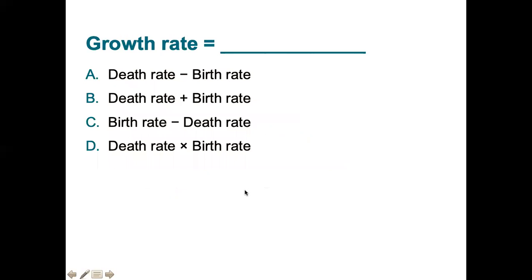So another thing we have to look at is the growth rate. Okay, so the growth rate is little r for rate, and it's a function of the birth rate and the death rate. It's the birth rate minus the death rate, right? So if more people are being born than are dying, your growth rate is increasing, or your growth rate is positive. And then if there's more people dying than being born, then your growth rate is negative.